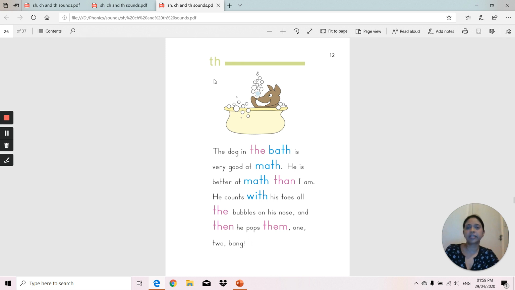The dog in the bath is very good at math. He is better at math than I am. He counts with his toes all the bubbles on his nose, and then he pops them 1, 2, bang. So those are your ch, th, and your sh sounds.